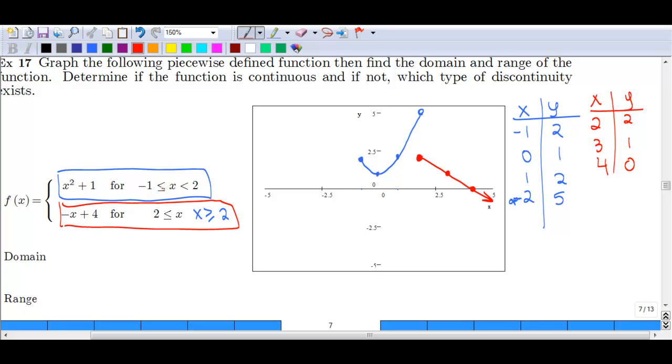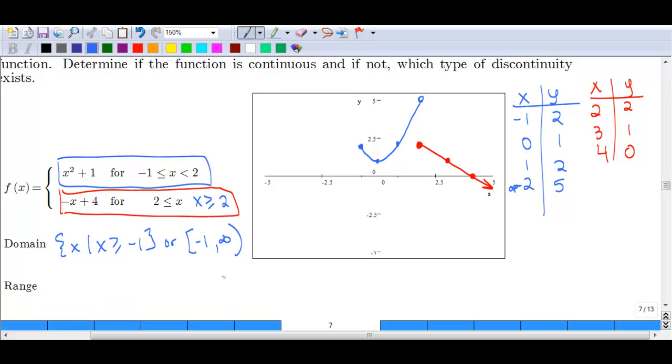Again, if we look at the domain in this case, we start here at negative 1, but then we get everything after that. Looking this way, you can see how all the points are filled in after negative 1. So we can either write it as x such that x is greater than or equal to negative 1, or we can write it as negative 1, again with a bracket because we're greater than or equal to, going up to infinity, and again, close parentheses.